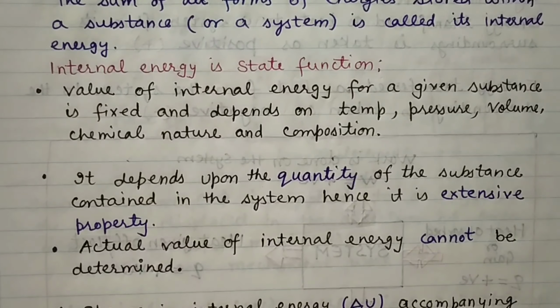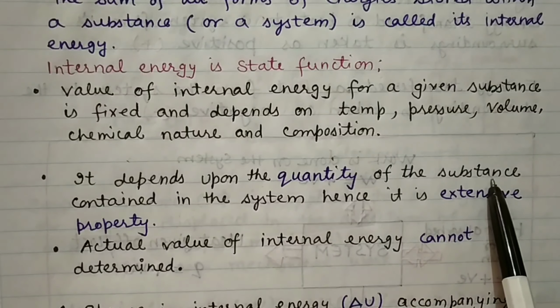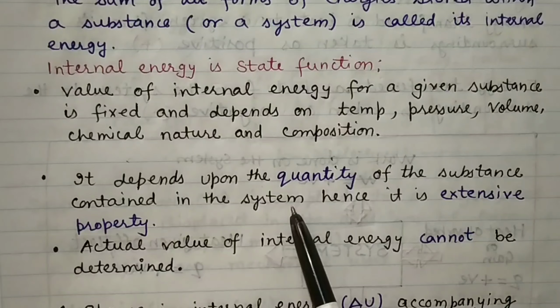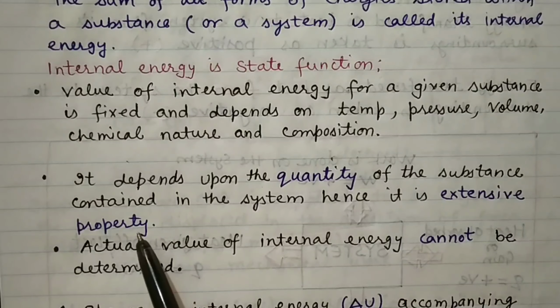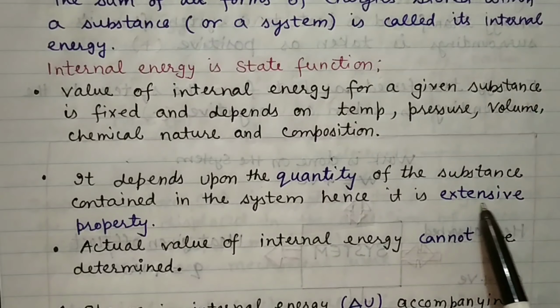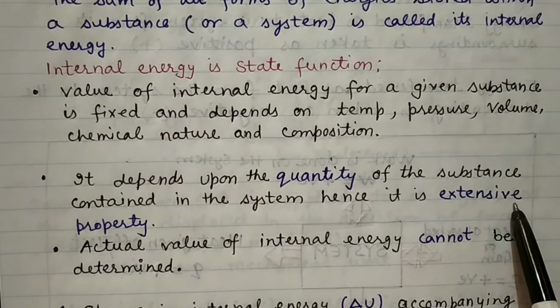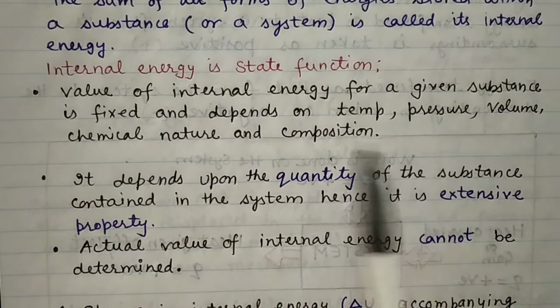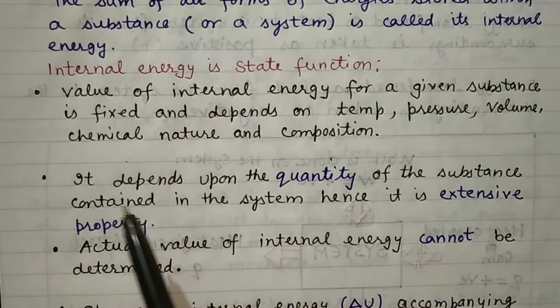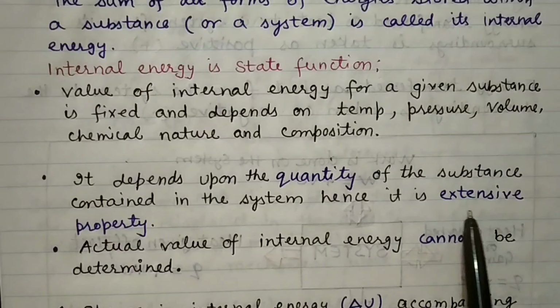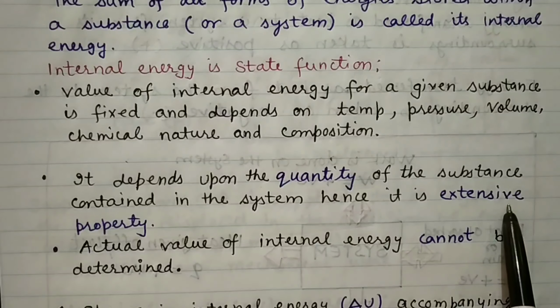It depends upon the quantity of the substance contained in the system, and hence it is an extensive property. Remember, extensive properties are those properties which depend upon the amount of substance. So internal energy depends upon the amount of the substance. That's why internal energy is an extensive property.